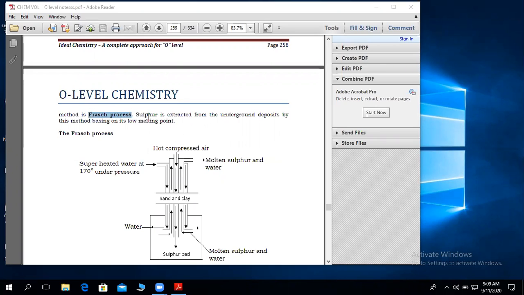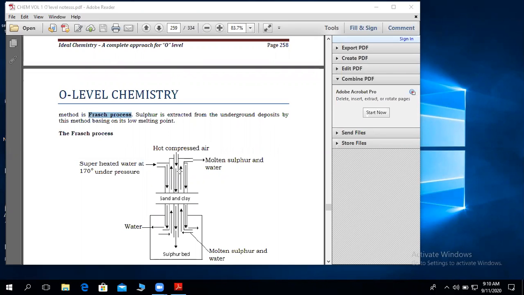Here we are saying sulfur is extracted from underground deposits by this method, based on its low melting point. Sulfur easily melts. It has a low melting point. So how can we make it melt? I'm telling you that we put underground three concentric pipes.